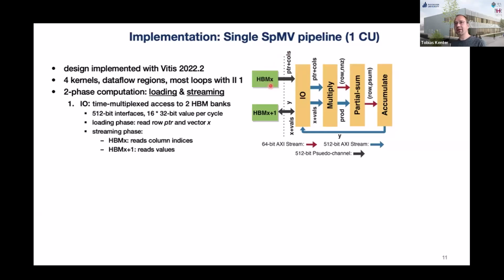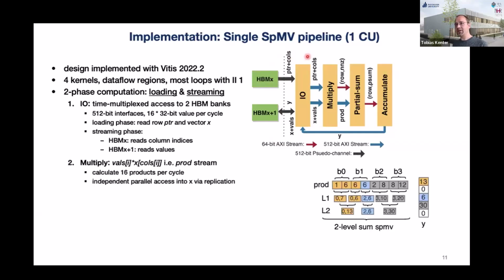So the first kernel, the IO kernel, is connected to exactly 2 HBM channels. And in the loading phase, we first read the pointers and the vector X values. Store them in on-chip memory. And then in the streaming phase, we access the values and the columns through the same HBM channels and perform the operations I just talked about. So the next kernel there is then the multiply kernel. It produces this product stream, blocks of 16 partial products per clock cycle.